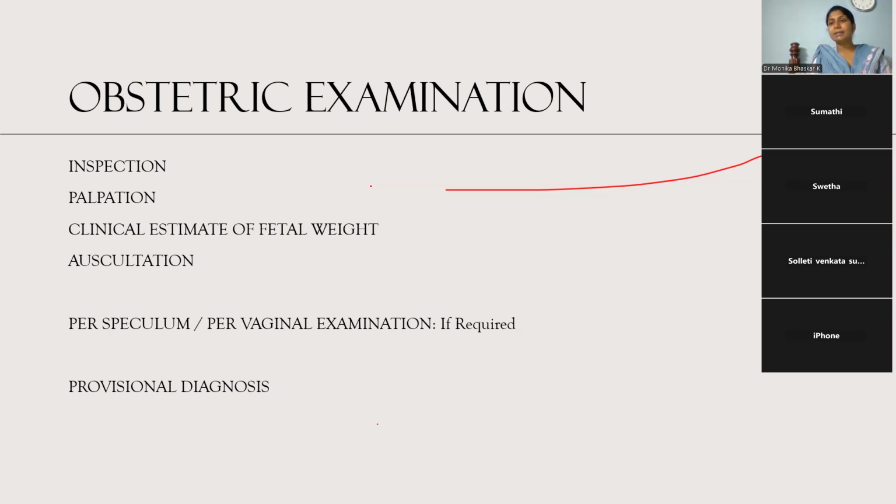So how do you calculate? Mainly by Johnson's formula. Estimated fetal weight is equal to fundal height minus 12 if the head is unengaged, minus 11 if the head is engaged, into 155. So you will get estimated fetal weight in grams. So this is one of the importance of fundal height.